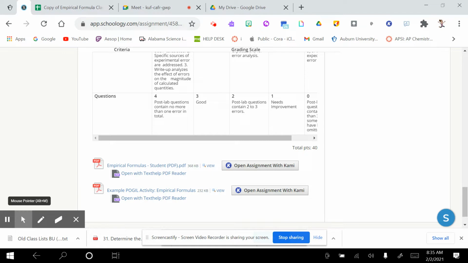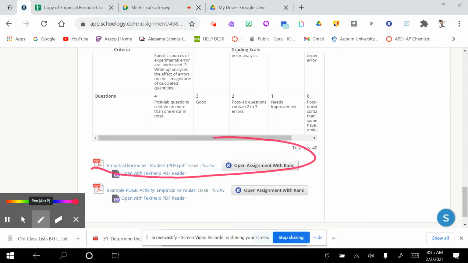All right. The POGIL, you have to do it and you'll have to submit it here, but that's not part of your lab report or anything like that. Okay? As far as helping you do the formal lab write-up, this is the document you'll need to make sure you download, the student PDF. Okay?